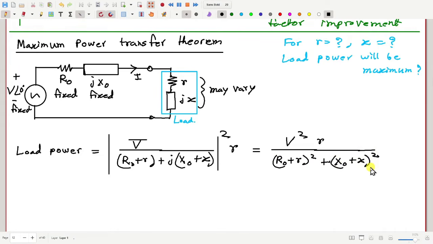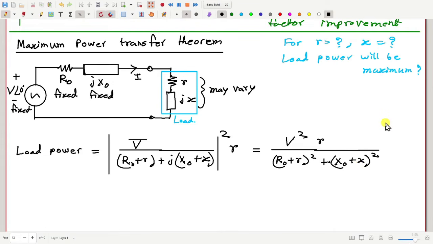Correct? Okay. Now, when will this quantity be maximum? So one thing we can do, we can differentiate this quantity with respect to little r and little x and equate them to 0 to get the condition for maximum power.